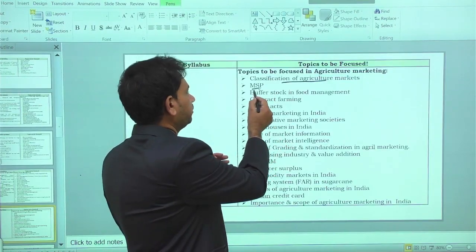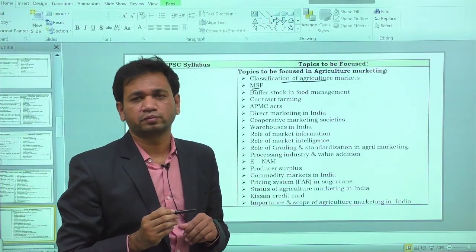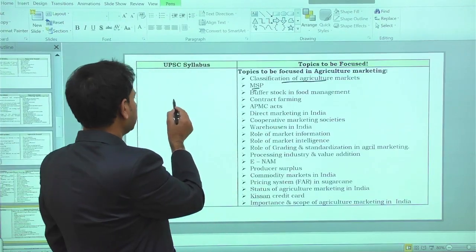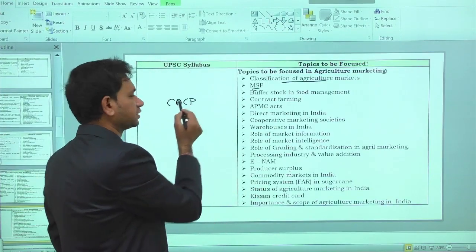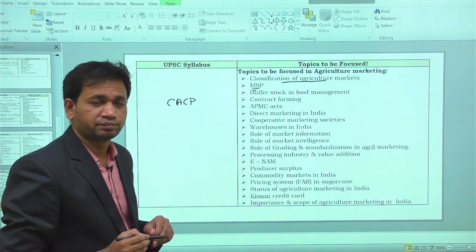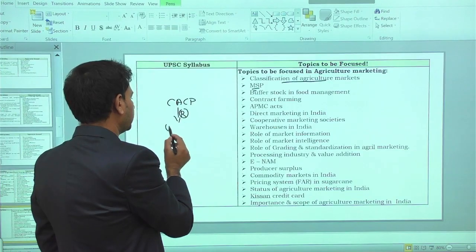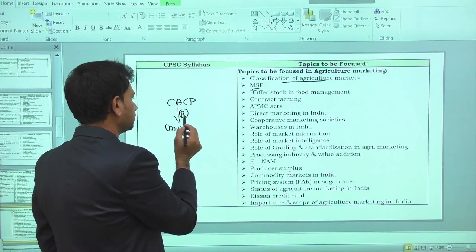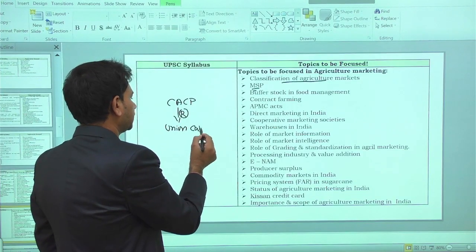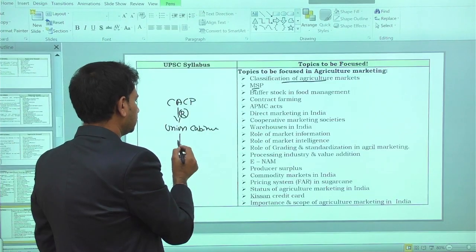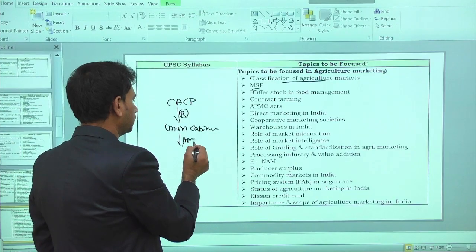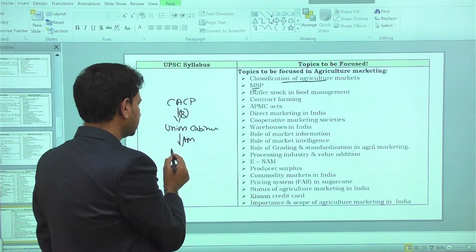Another is the minimum support price. In the case of the minimum support price, presently we have an organization called the Commission for Agricultural Costs and Prices. They make the recommendation to the Union Cabinet for fixation of the MSP. So the final approval for fixing the MSP is given by the Union Cabinet.